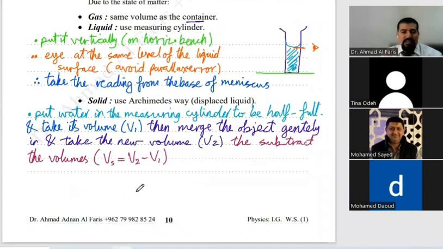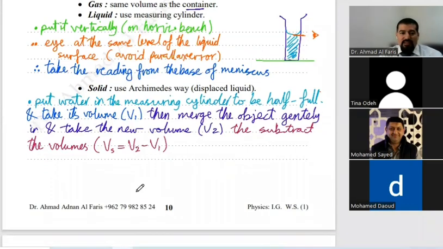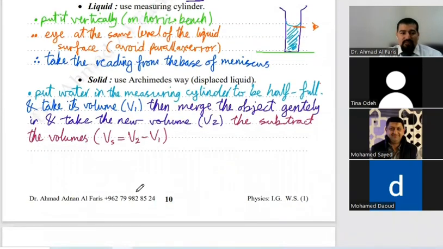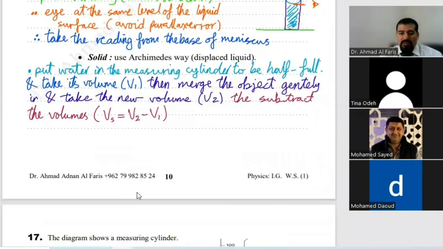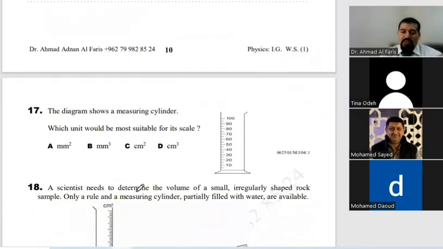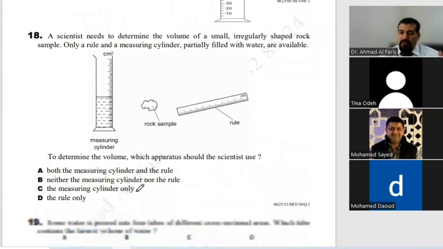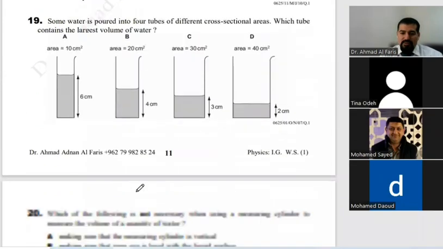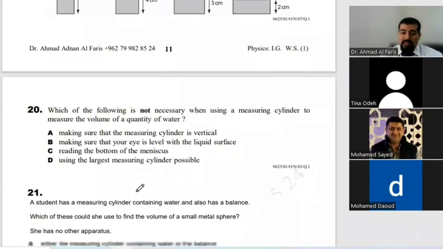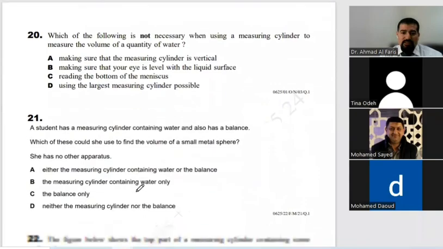Good. Is it clear? Thank you, Tina. Thank you, all of you. Any question? Is it clear so far? Okay, thank you, Maham, Mu'taz, Muhammad, and all of you. But now, usually the multiple choice questions are homework for my students. You can ask me whatever you want. You can find some of the answers in my YouTube channel also.